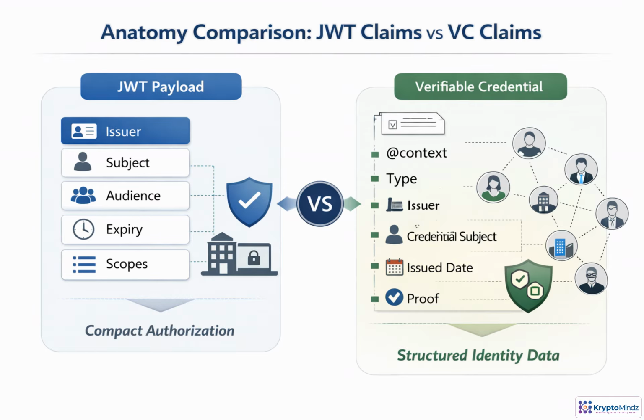JWTs and verifiable credentials both carry claims, but they are designed for different purposes. A JWT payload is usually compact and audience-specific: issuer, subject, expiry, scopes, and enough information to support an authorization decision. A VC uses a richer data model: context, type, issuer, credential subject, issuance date, and proof. Some fields map loosely, like issuer to issuer, but the mapping is not always one-to-one. VCs are built for reusable identity assertions.